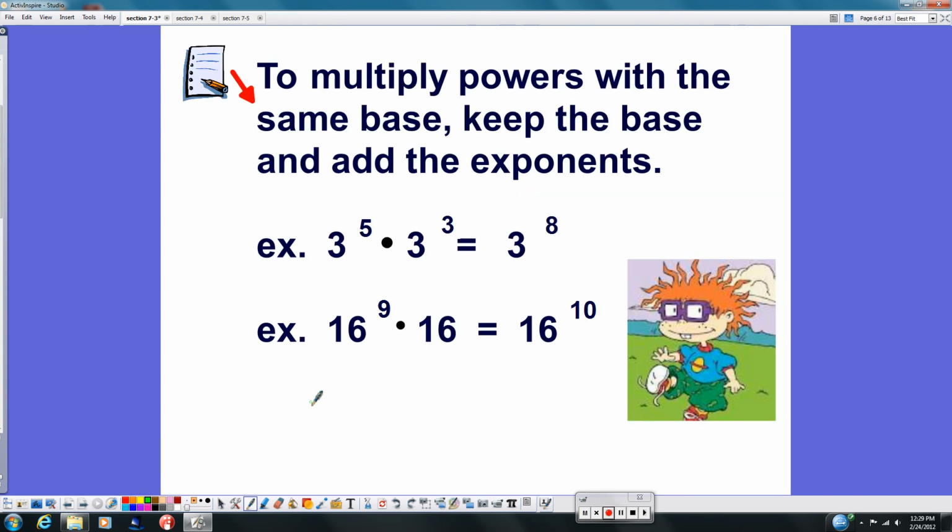Again, multiplying powers with the same base, you're going to keep the base and add the exponents. In this first one, we have a 5 and a 3, which gives us 8. Here we have 9. Remember that there's a 1 here, even though it's not written. So 9 and 1 gives us 10.